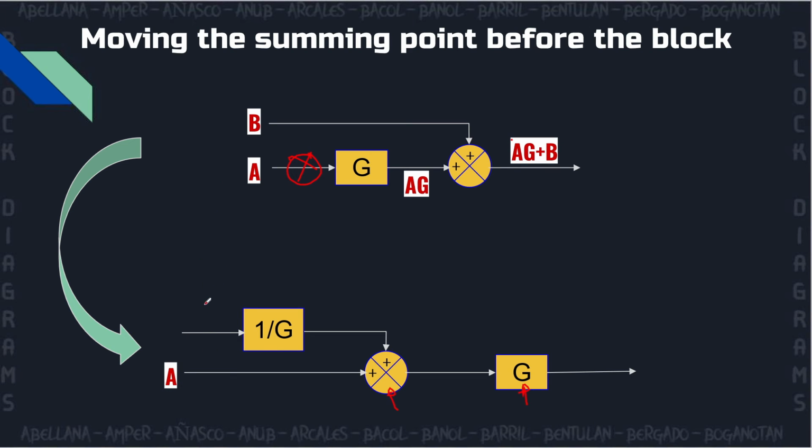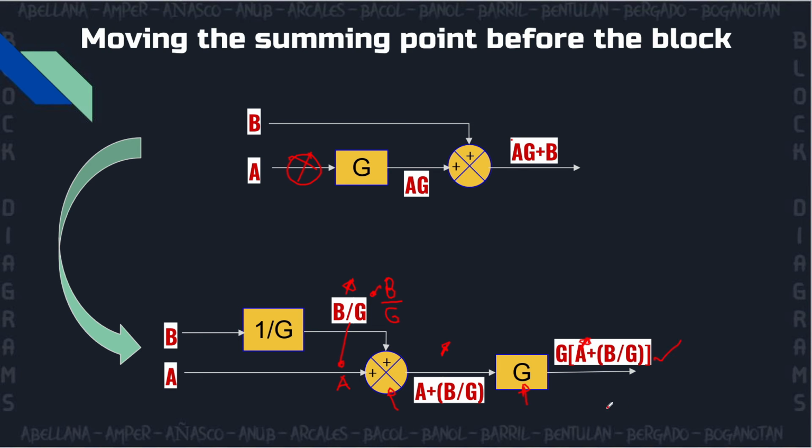First we have the signal A and signal B. From here, the output in this part of the block diagram would be B over G, and the signal right here would be A. Since you have a summing point, you need to combine the two signals, B over G and A. So now you have an output of A plus B over G. If you get the output in this part of the block diagram, it would be AG plus B, which is the same as the previous one.